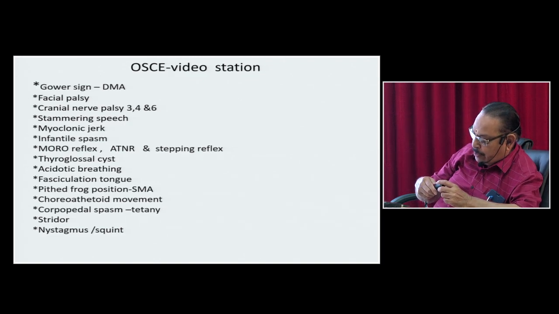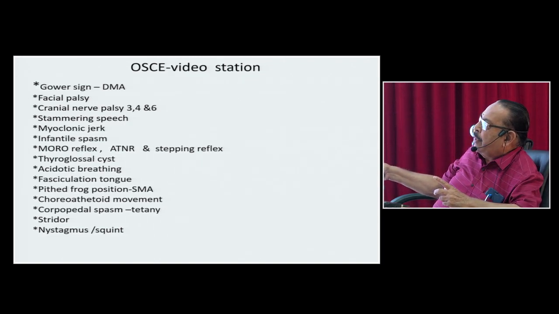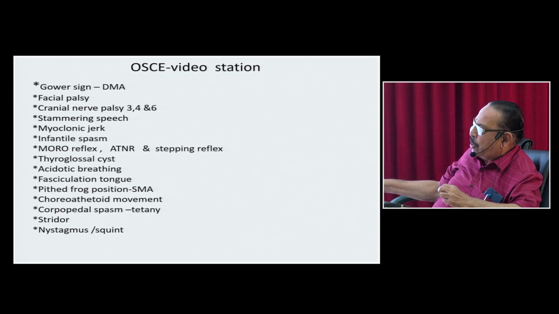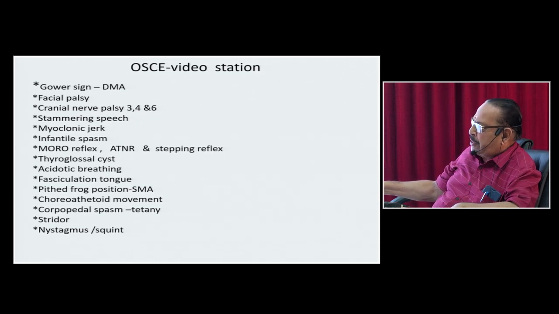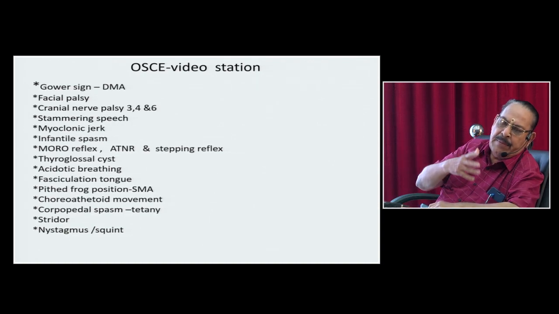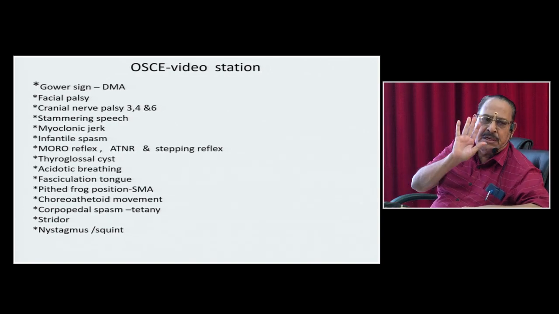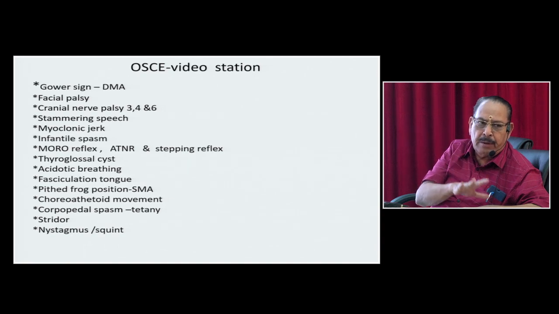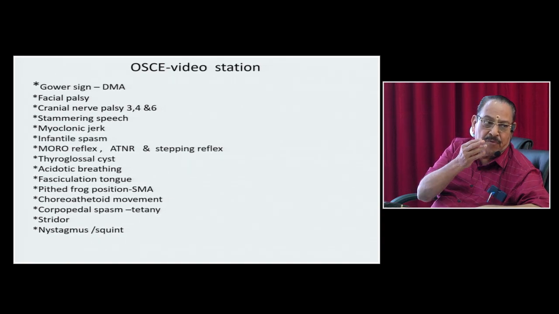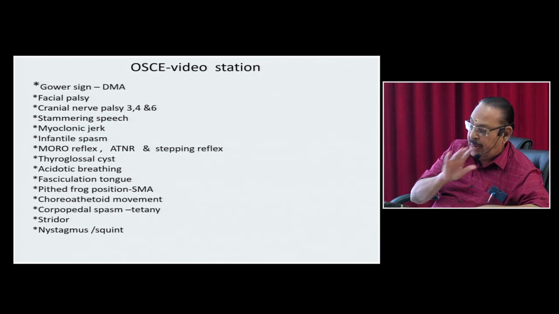Video stations, particularly for DNBs: Gower's sign and facial palsy, cranial nerve palsy 3, 4, 6, stammering speech, myoclonic jerk, infantile spasm, Moro, ATNR, stepping, thyroglossal cysts, then of course acidotic breathing, fasciculation, frog position in SMA, choreoathetoid movement, carpopedal spasm, then stridor, nystagmus, so many things are there. Sometimes different types of gait can be shown. So in OSCE, it is not the diagnosis that is important. The collateral questions, half a dozen questions, you need to answer in detail.